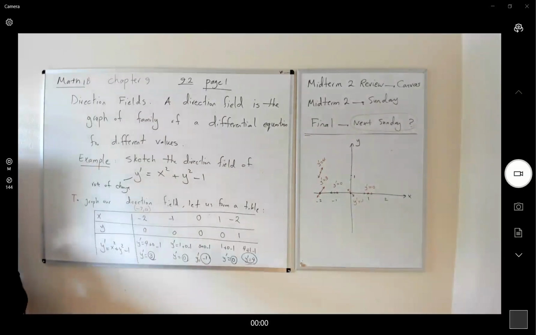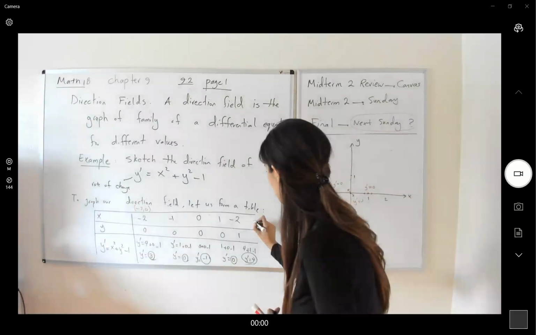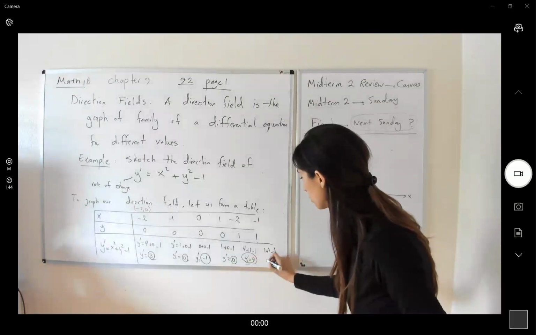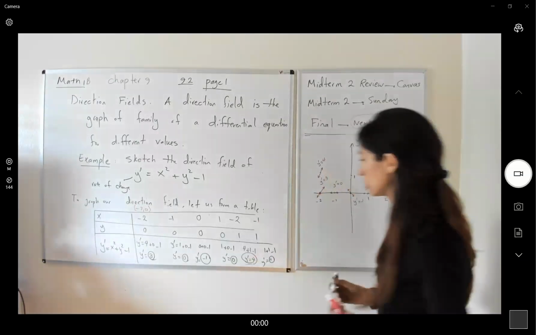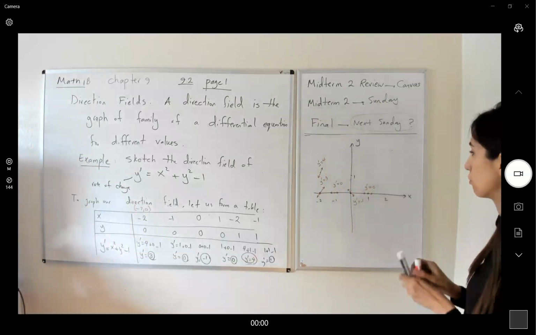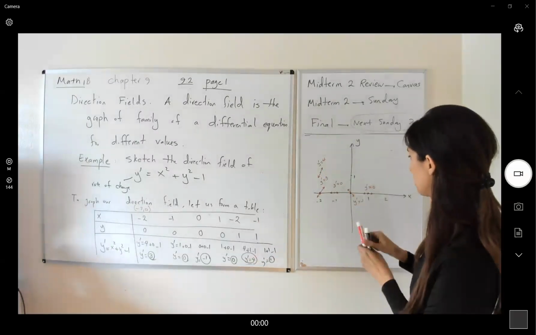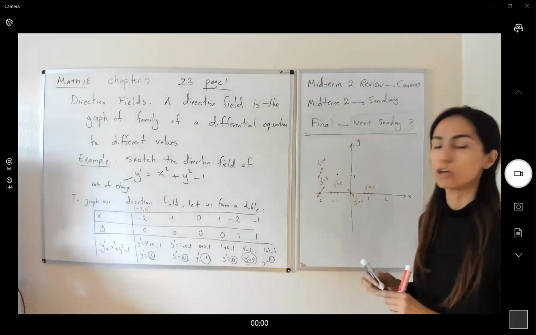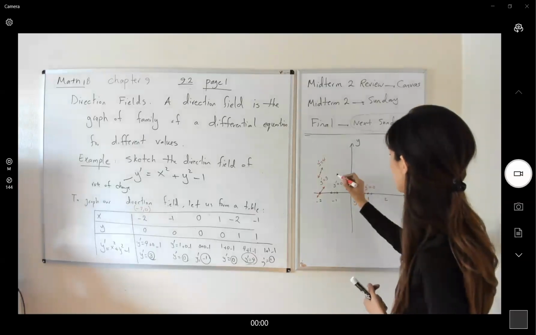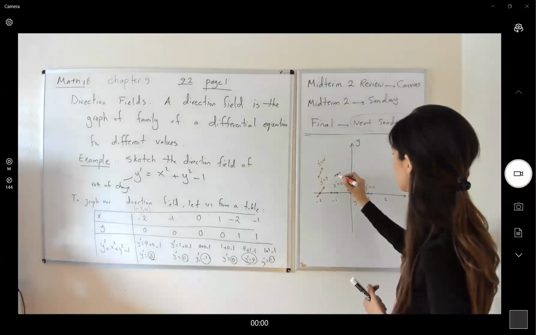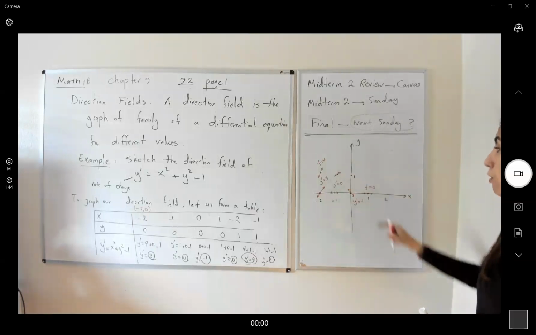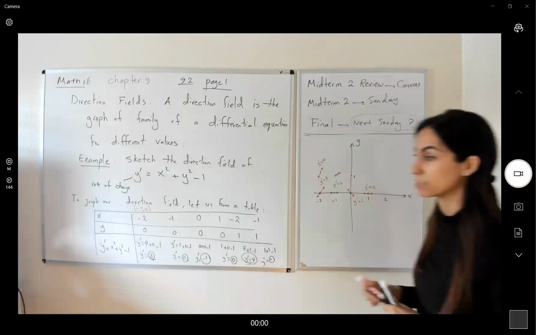Okay. Then, for example, let's plug in negative 1 and 1. Negative 1 and 1. And you can continue this process. You get 1 plus 1 minus 1. So y prime is actually just 1. At this point, negative 1 and 1, your y prime is just 1. So it's going to be like this. So you can continue this process. You can plug in more values and see the general behavior of this graph.